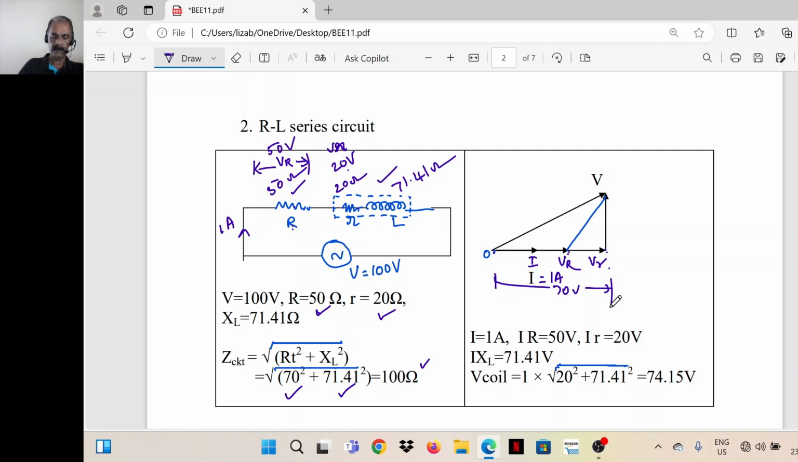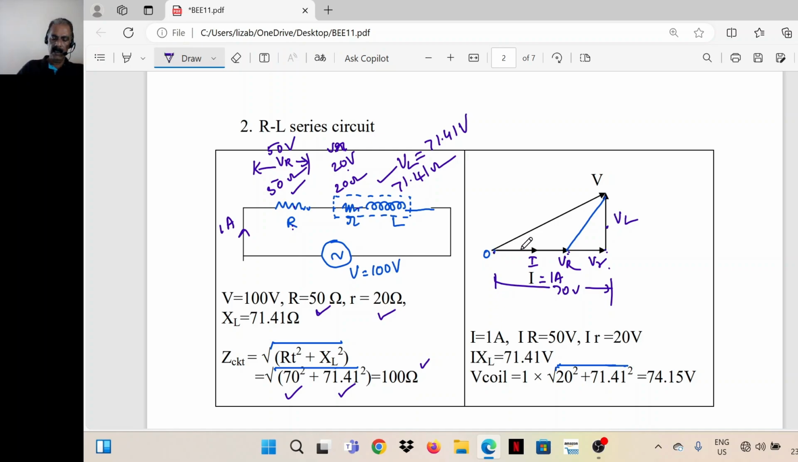Then this is VL. The inductive reactance is 71.41 and the current is 1 ampere, so VL is 71.41 volts. We know that in an inductor, current lags the voltage by 90 degrees, or the voltage across the inductor leads the current by 90 degrees. So this is the phasor VL, leading the current I by 90 degrees.